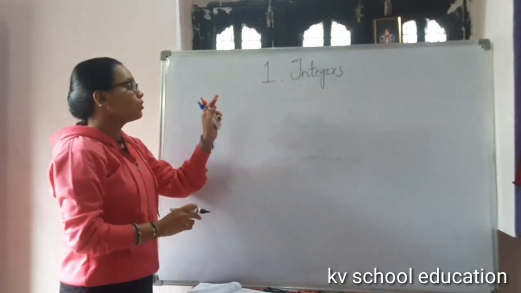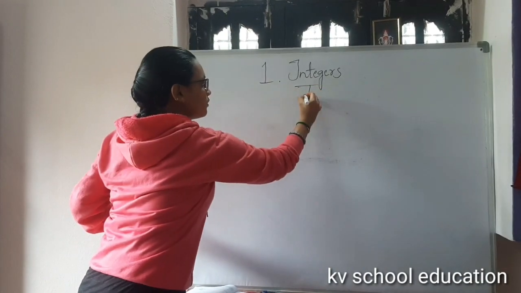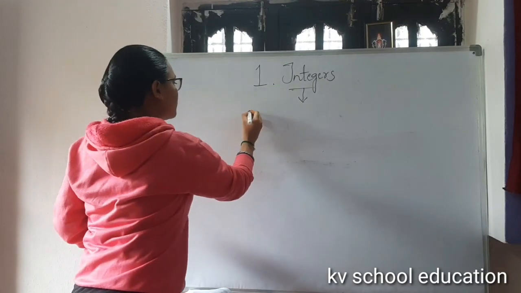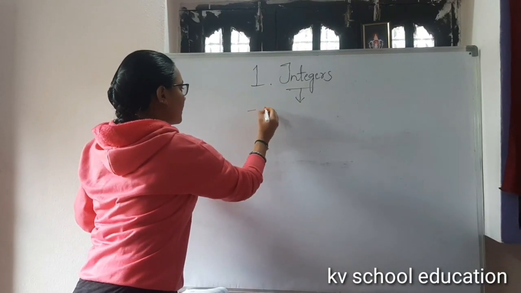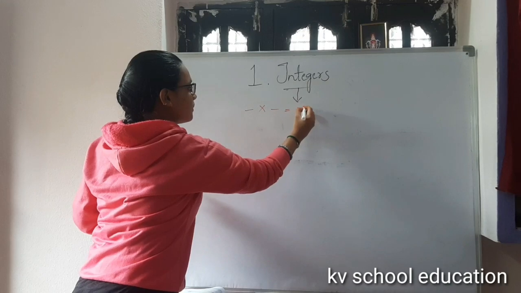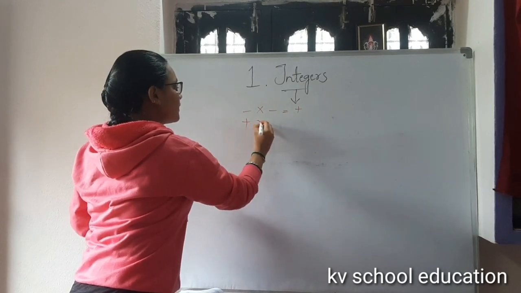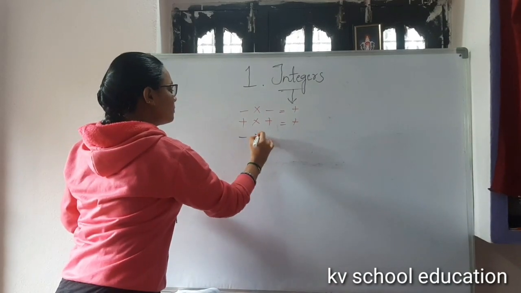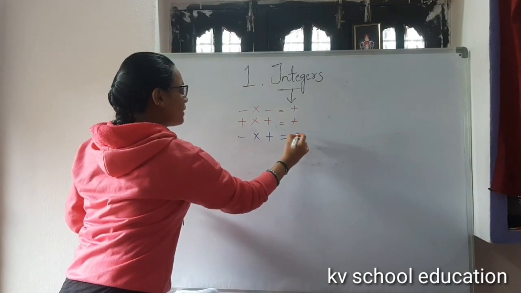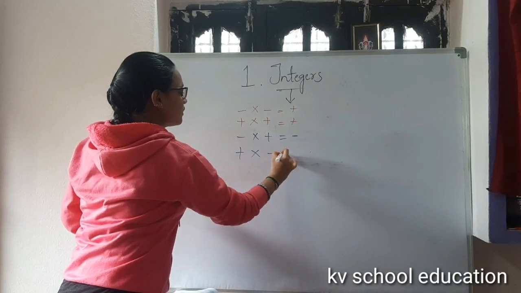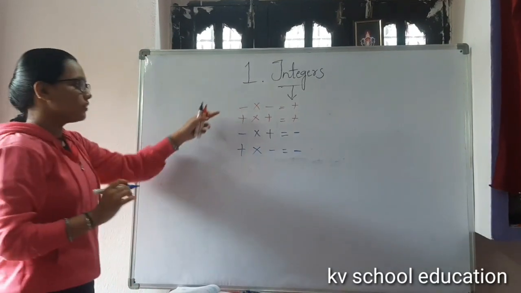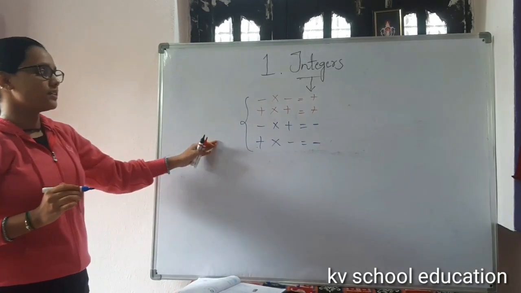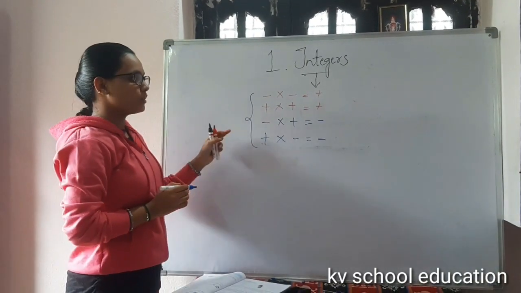If we want to understand the whole chapter of integers, we should understand the 4 signs, I mean 4 symbols. They are: minus into minus gives plus, plus into plus gets plus, minus into plus gives minus, and plus into minus gives minus. If we learn these 4 signs, the whole chapter will depend upon them.